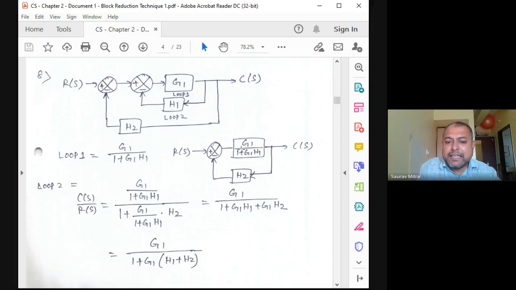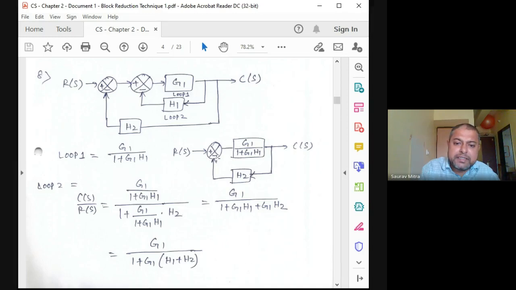Now you are finding that this becomes the forward path gain. Here the forward path gain is G1, but whenever you are solving this whole thing, now this becomes a forward path gain. And what is the feedback gain? Feedback gain is H2. So for loop 1, feedback gain was H1 and it was negative feedback. For loop 2, feedback gain is H2 and it's also a negative feedback. So now this G1 by 1 plus G1 H1 will be taken as a G. This will be taken as a forward path gain.